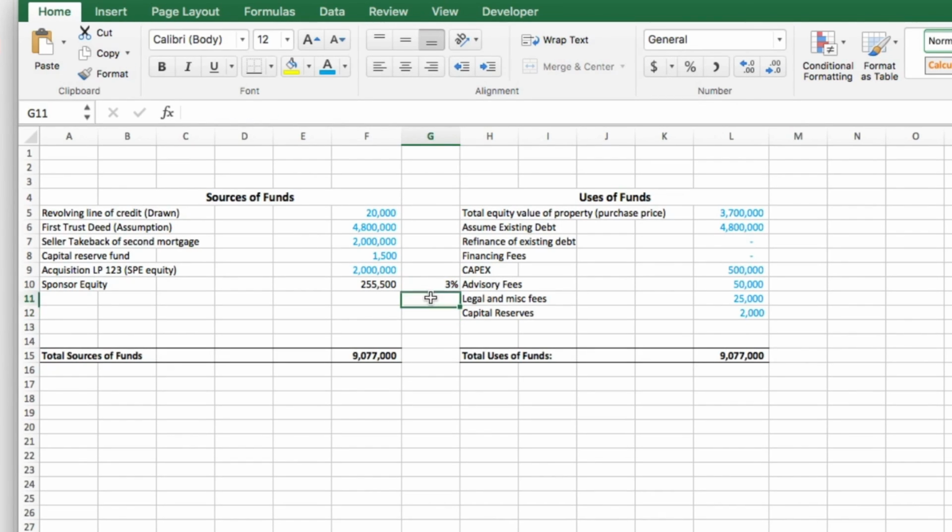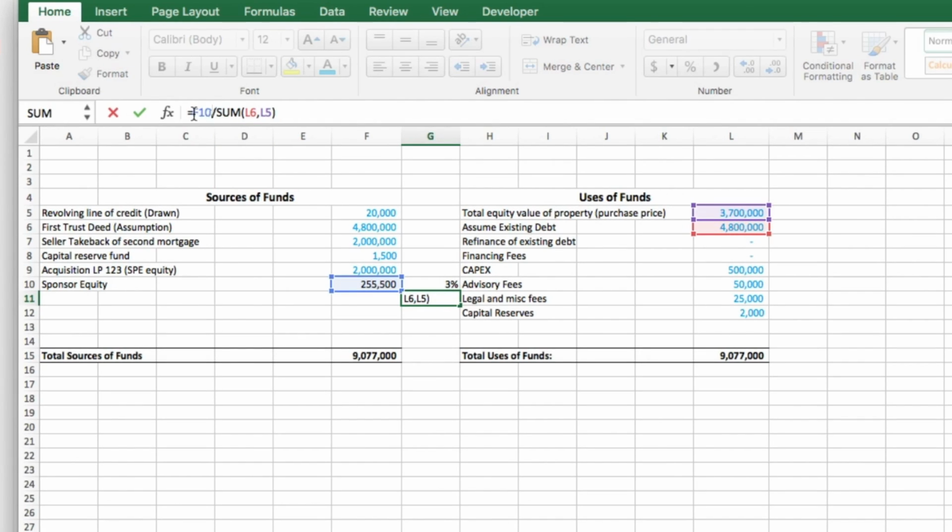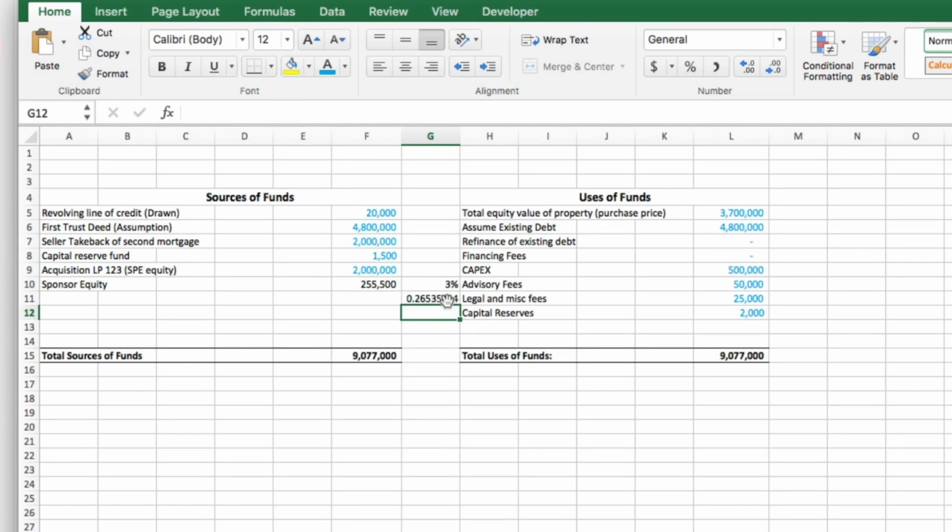They may take into account both the acquisition and the sponsorship equity. And so it's going to be essentially the same formula, except we're going to add F10 and this one here, and then divide it and change that to a percentage. And that shows that the total group, the acquisition LP and the sponsor equity all combined, which they might not ever see, is now 27%. And that might be a much more palatable number for the bank.